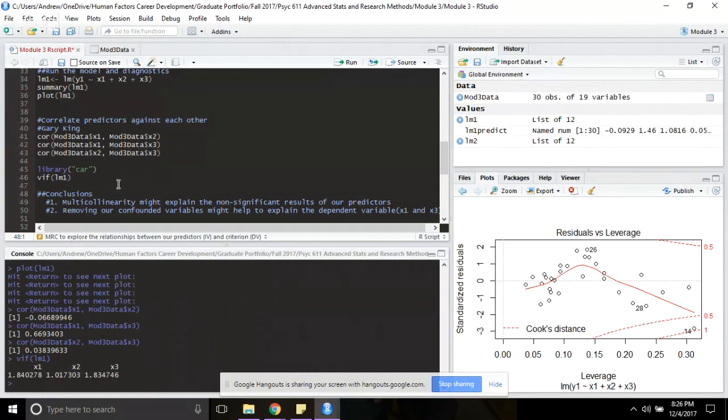So this might indicate that we have multicollinearity for x1 and x3, and that might explain why our results are non-significant. And if we were to remove those confounded variables, it might help us to explain the dependent variable.